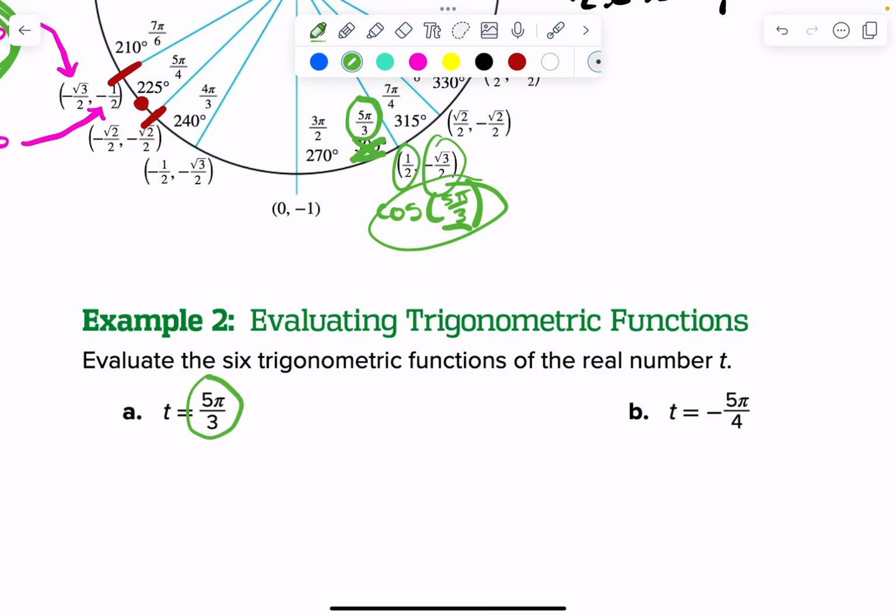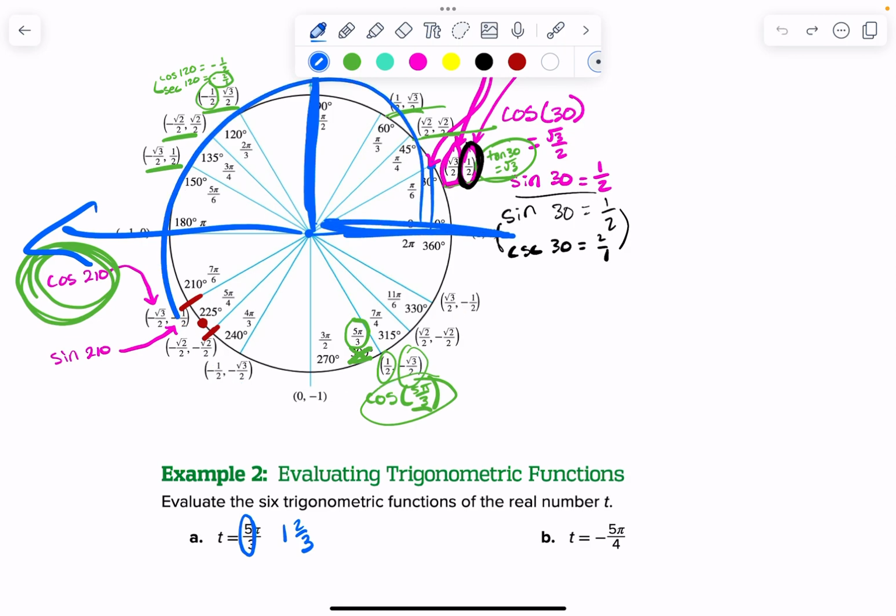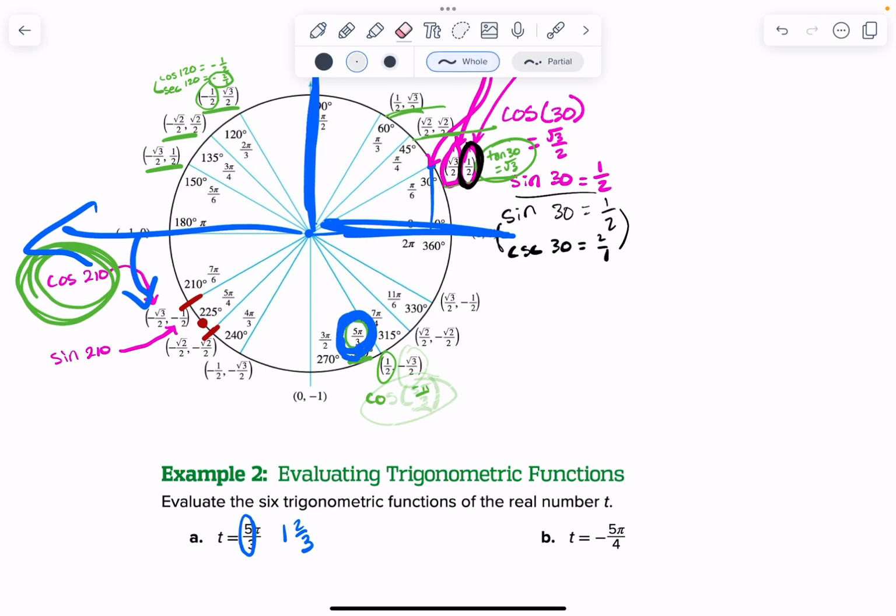5 pi over 3. If you're struggling to find these on the unit circle, 5 over 3 is 1 2/3. Now 1 pi lives over here. This is a half of a pi, this is 0 pi, and 2 pi would be all the way around. So 1 2/3 pi is going to be beyond 180 degrees. 5 pi over 3 is this one right here. Look at that, we already talked about it.